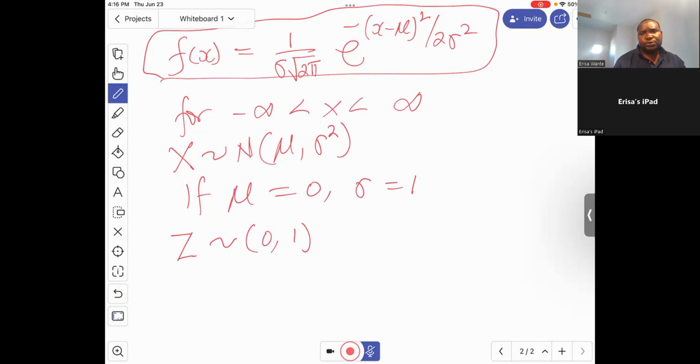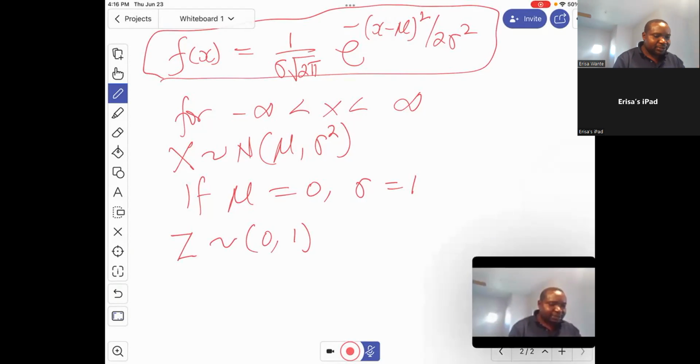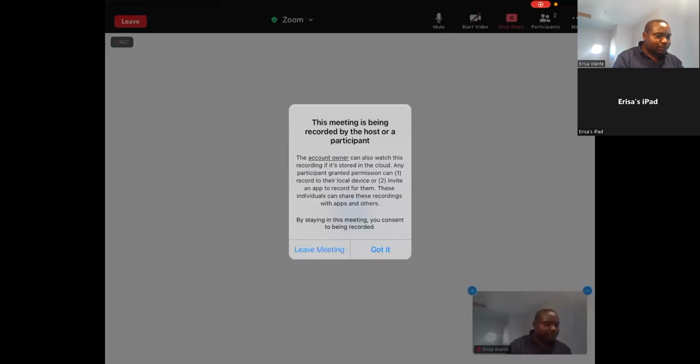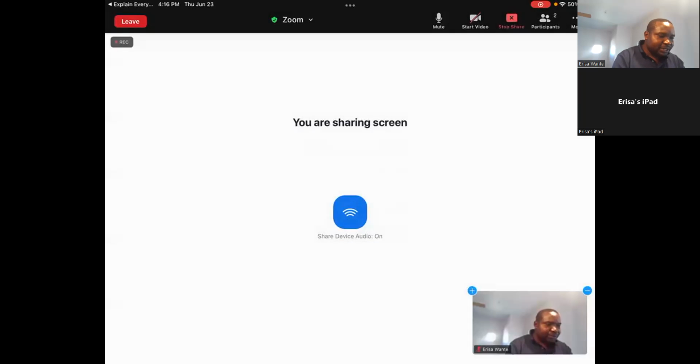So what do we use? We use tables. But I want to show you today that we can use a computer to generate that curve, which we call the normal curve. So I'll go ahead and stop sharing my screen right here. Then I show you what we do and how we do it. Let me go to my computer and share my screen.